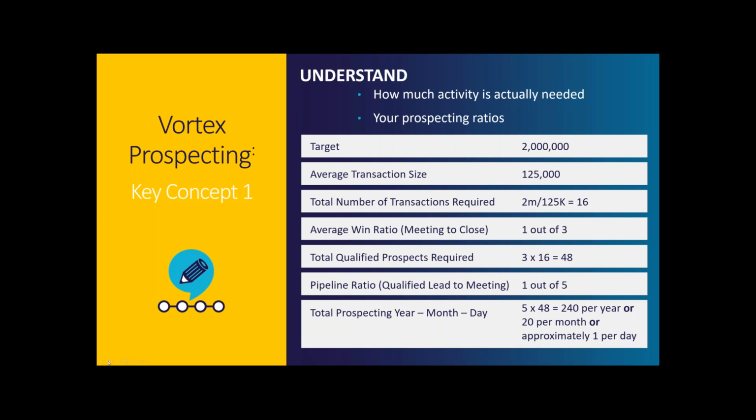Once you identify that, you can say, okay, if I'm closing 1 out of 3, I need to find 48 qualified prospects during this time period. Now I can back in to say, okay, if I need 45 qualified prospects, how many meetings do I need to get? How many meetings turn into qualified opportunities? And you can start to do the math.